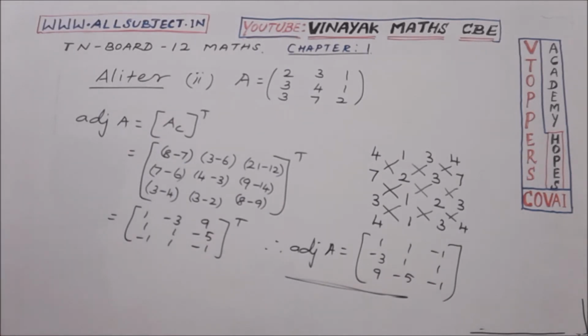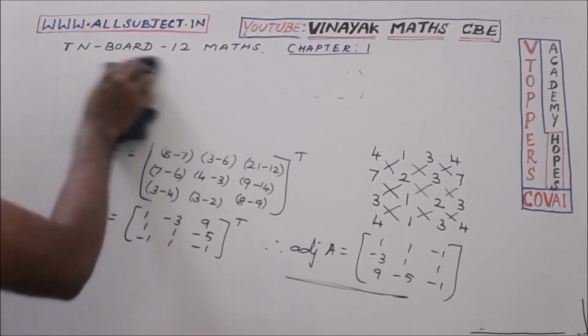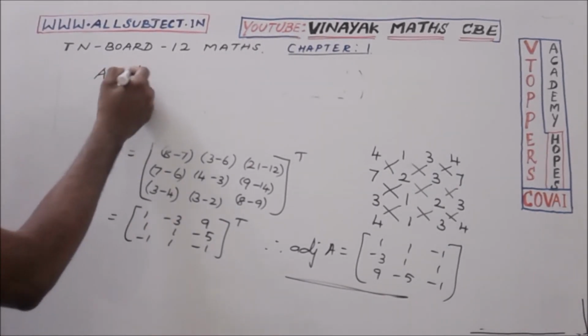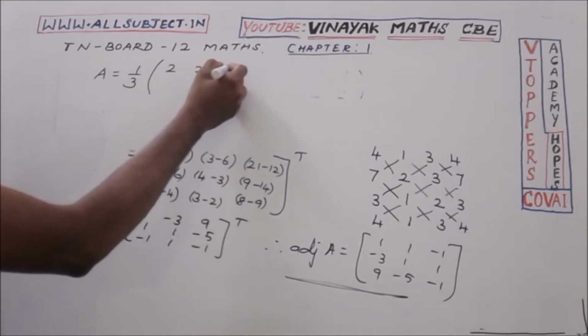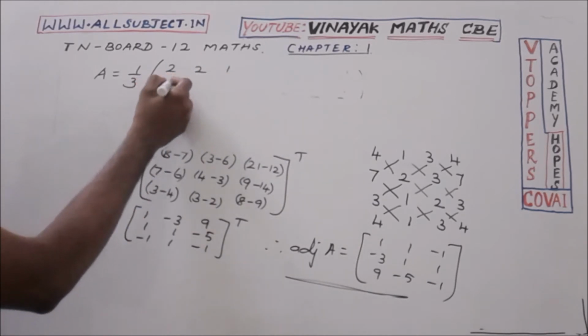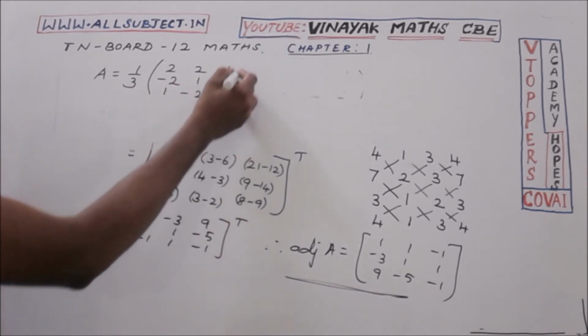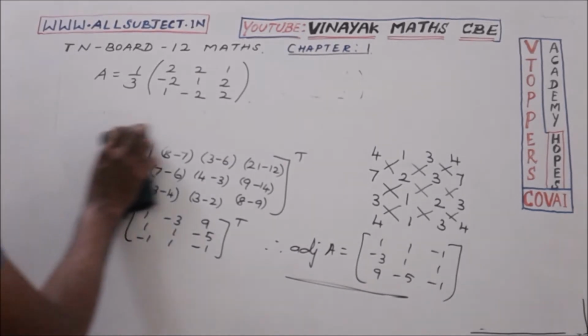This is the alternate way. You can choose any one of the ways which is easy for you. Now we are moving to the third subdivision, the given question, that is given A equal to 1 by 3 into 2, 2, 1 and minus 2, 1, 2, and the third row is 1 minus 2, 2. This is the given matrix. We should find the adjoint of this one.